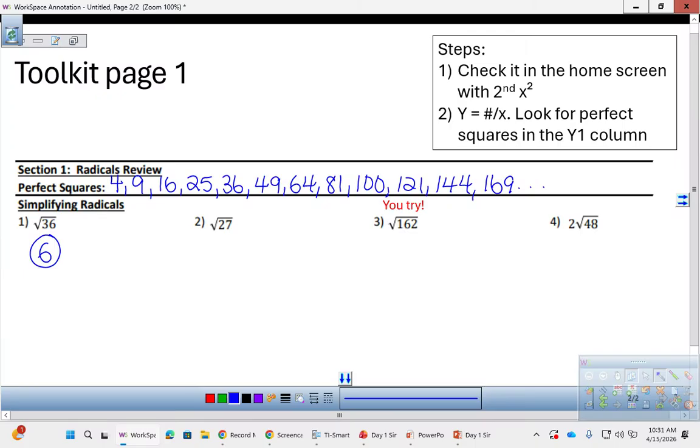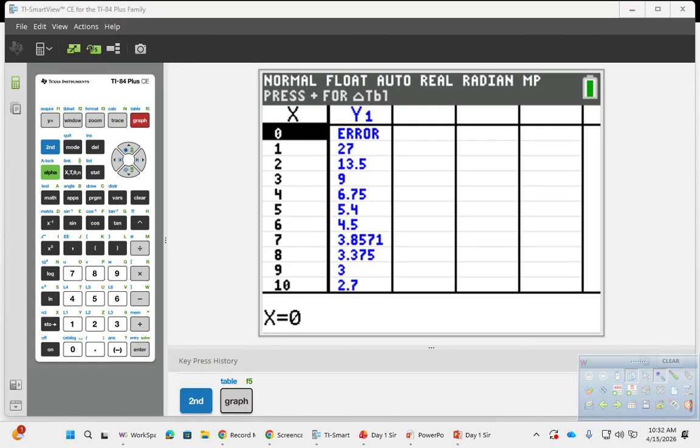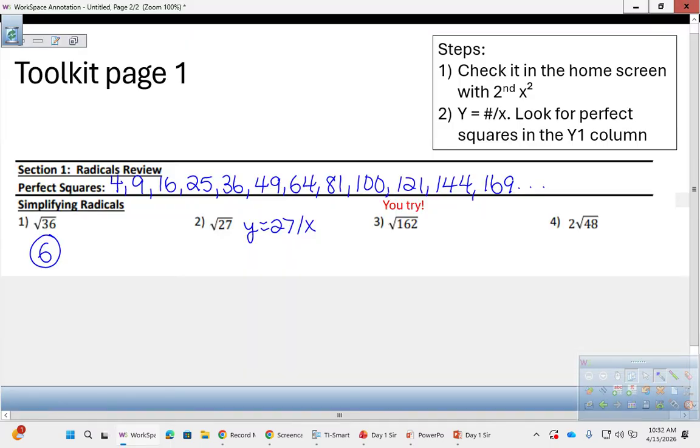All right. So what I'm looking for in my y equals 27 divided by x table is one of those numbers. Obviously, it's not going to be a number bigger than 27. So I'm really looking for 4, 9, 16, or 25. Those are the only possibilities. So if you look in the table for a 4, 9, 16, or 25, you see a 9. Next to the 9 is a 3. So I'm going to break this 27 up into the 9 and the number next to it.